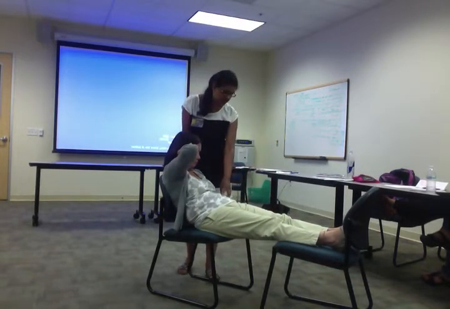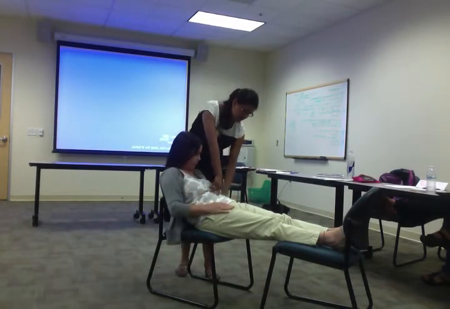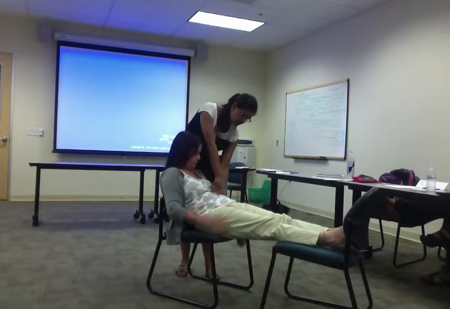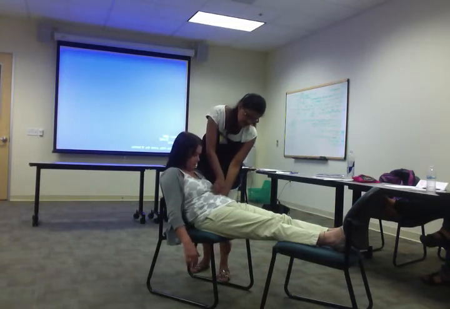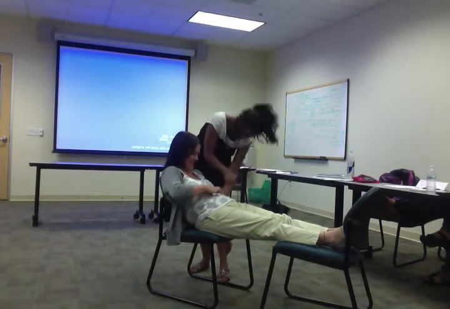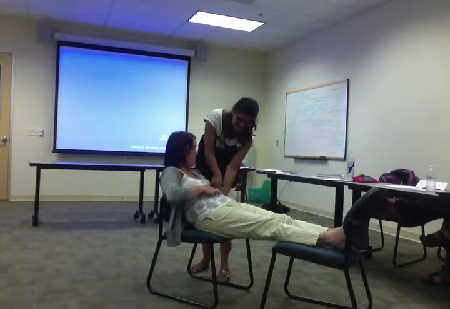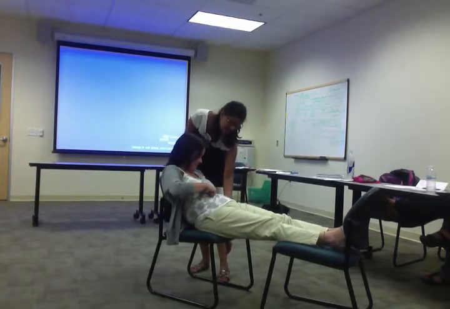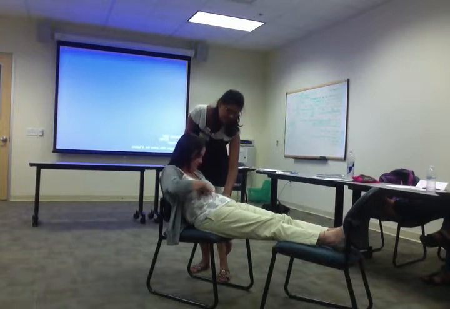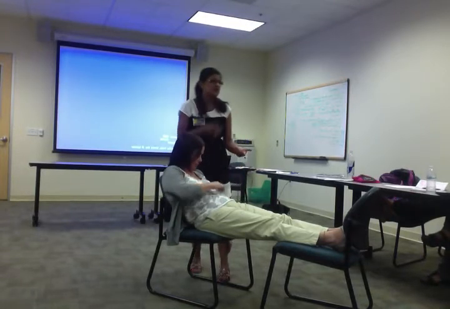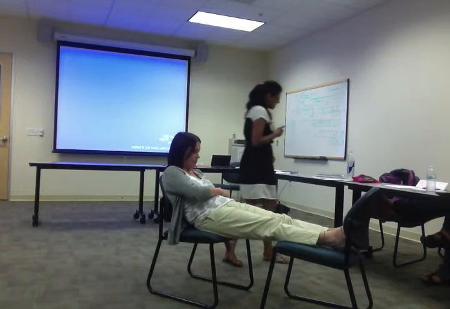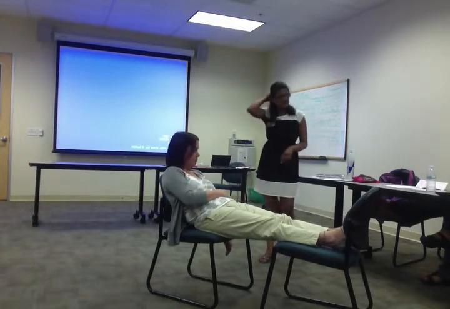Then you do McBurney's point. McBurney's point is located a third of the way between the umbilicus and the iliac crest. So if you really want to measure it out, we get the hip bone, the iliac crest, and here, and it's typically a third of the way there. So her McBurney's point is right here. So McBurney's point just means we push down on that area, and any pain there. So that would be for appendicitis, any tenderness in a McBurney's point.